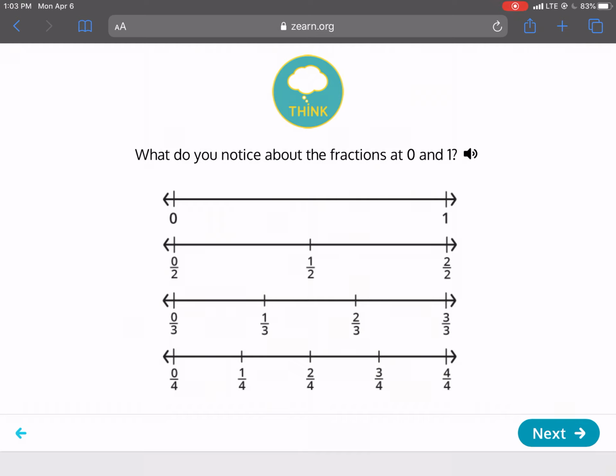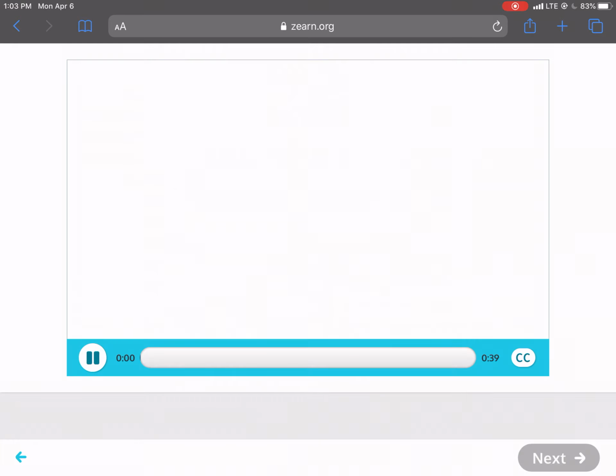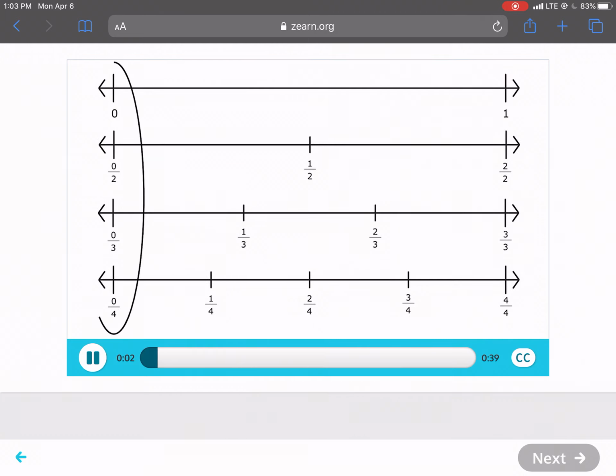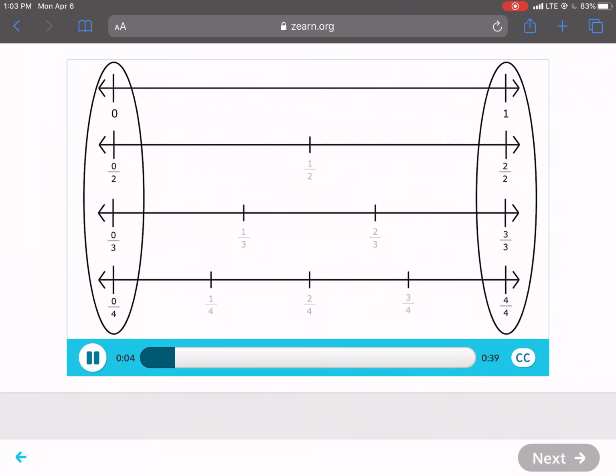What do you notice about the fractions at 0 and 1? Let's look at the fractions at 0 and 1. What patterns do you notice? All of the fractions at 0 have a 0 on top. 0 is the same as 0 halves, 0 thirds, and 0 fourths. This makes sense because they all have 0 parts.